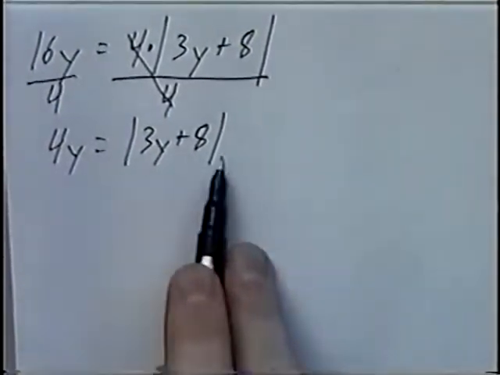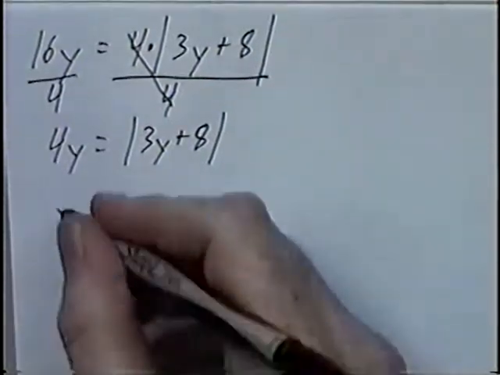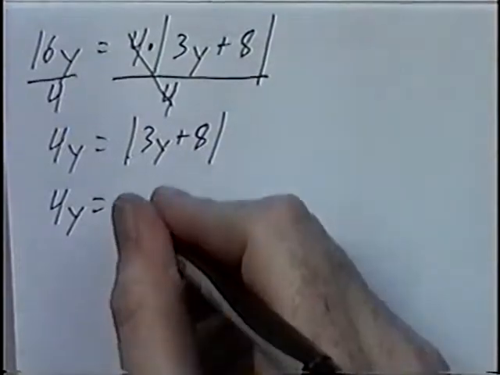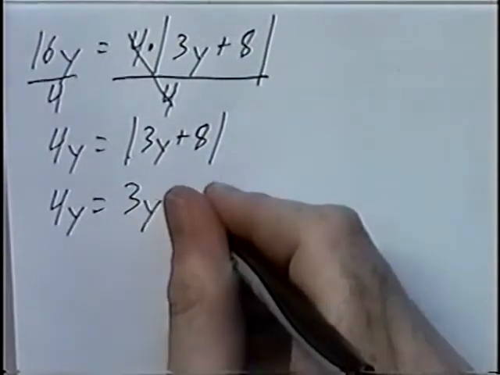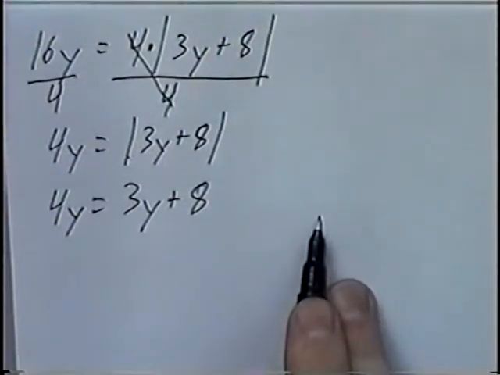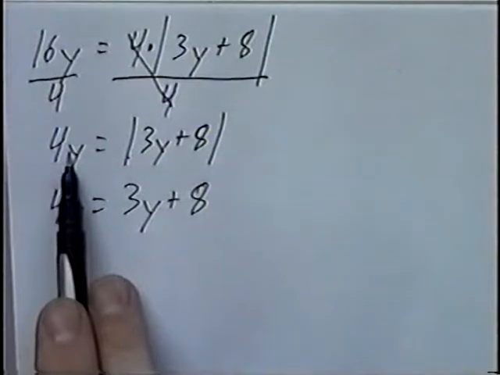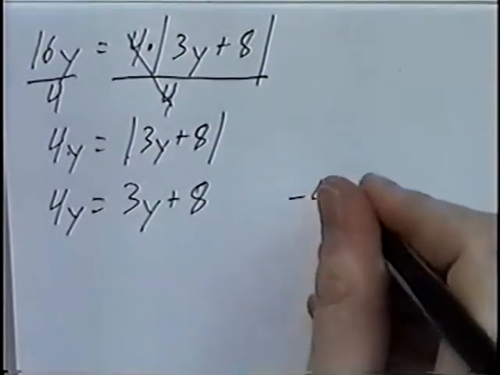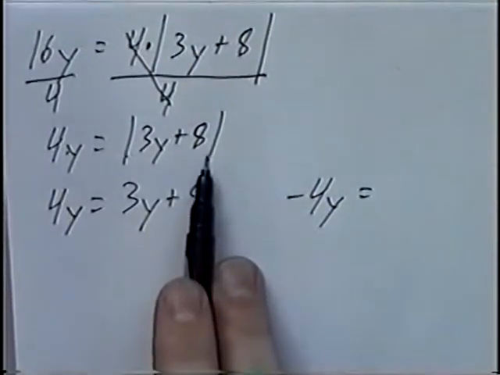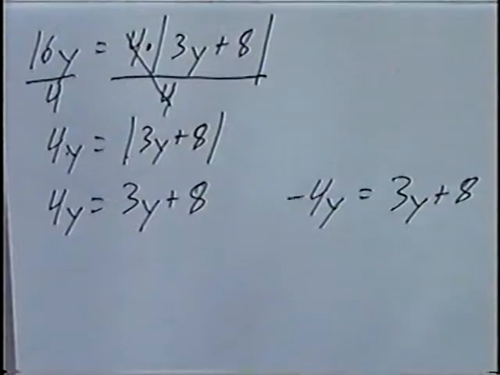Once we have the absolute value isolated, we can solve two equations from here. First equation, 4y would stay the same, and you can remove the absolute value signs: 3y plus 8. For the second equation, instead of positive 4y, the term outside the absolute value, we'll change that to negative 4y. And again, what's inside the absolute value stays the same, but you can remove the absolute value signs.